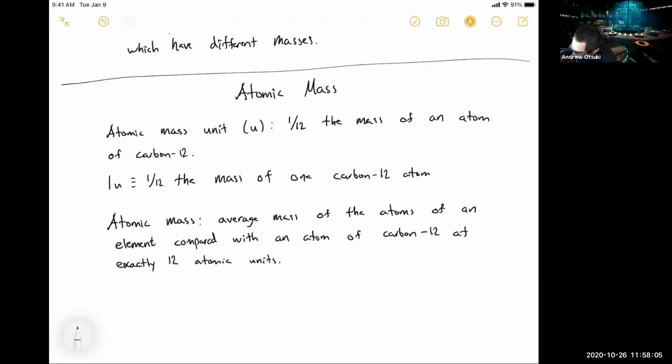All right. So don't worry too much about these definitions. I will not require you to know them per se. But these are just definitions we talk about, like how small the mass unit is and how small the atomic mass is for elements. So the average mass of the atoms of an element compared with the atom of carbon-12 at exactly 12 atomic mass units. So 12 atomic mass units will basically be 12 of this value, or basically the mass of one carbon atom. Okay.